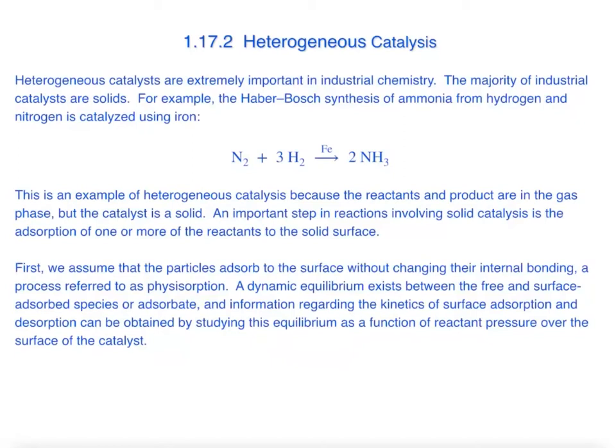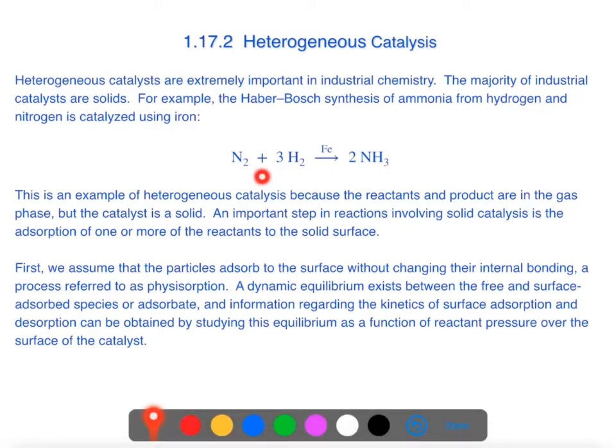For example, the Haber-Bosch process for the production of ammonia from hydrogen and nitrogen is catalyzed using iron, as shown here. This is an example of heterogeneous catalysis because the reactants and product are in the gas phase, but the catalyst is a solid. So the phases are different.